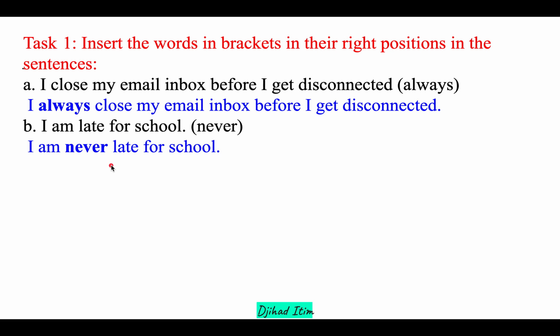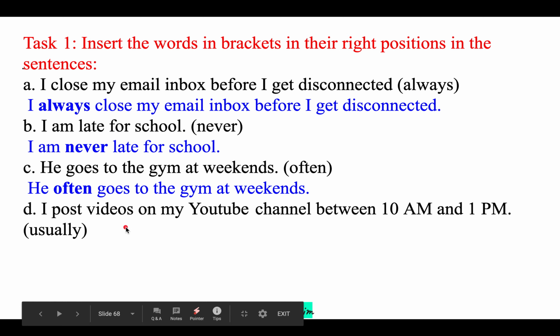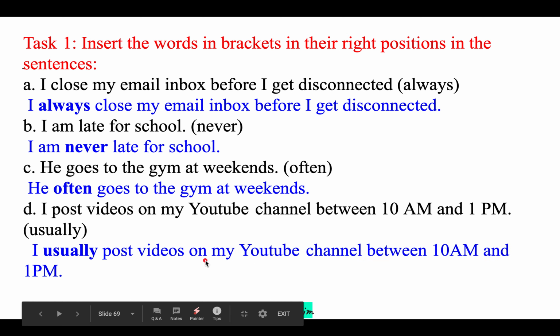Sentence C. He goes to the gym at weekends often. So, he often goes to the gym at weekends. Subject, frequency adverb, verb to go, and the rest of the sentence. Sentence D. I post videos on my YouTube channel between 10 a.m. and 1 p.m. Frequency adverb, usually. So, I usually post videos on my YouTube channel between 10 a.m. and 1 p.m. Subject, frequency adverb, verb, and the rest of the sentence.